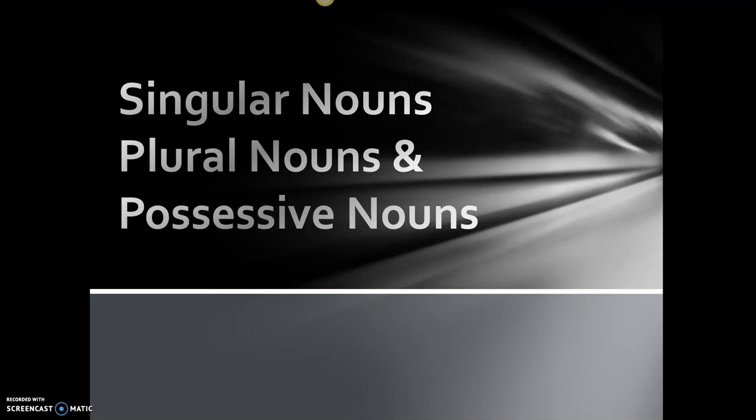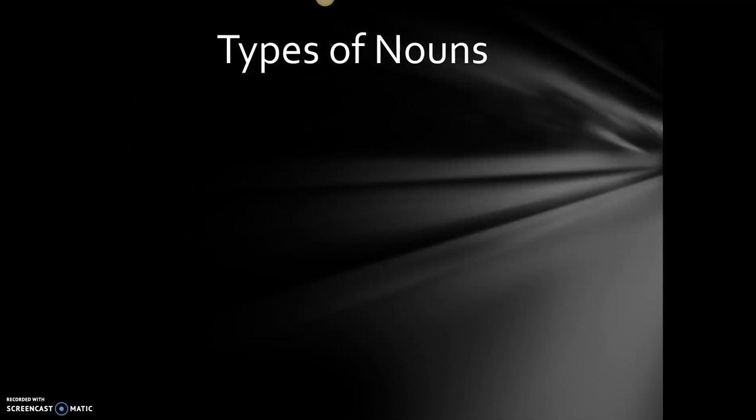Today we are going to continue our journey on different types of nouns. Today we're going to talk about singular nouns, plural nouns, and possessive nouns. But before we get started, let's do a quick review on what is a noun. So think to yourself, what is a noun? Well, a noun is a person, place, thing, or idea. So it's a word that's a person, place, thing, or idea. So we're going to build on that definition. Last time we learned the difference between abstract and concrete nouns. Now we're going to take a look at singular, plural, and possessive nouns.